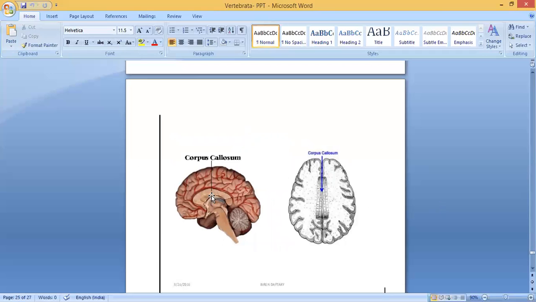Corpus callosum. So you can see here cerebrum, cerebellum, and brainstem or medulla oblongata. This is cerebrum. This is cerebellum. This is medulla oblongata, or we also call it brainstem. This contains some folding. The folding is called corpus callosum. See, look at here. This is corpus callosum.